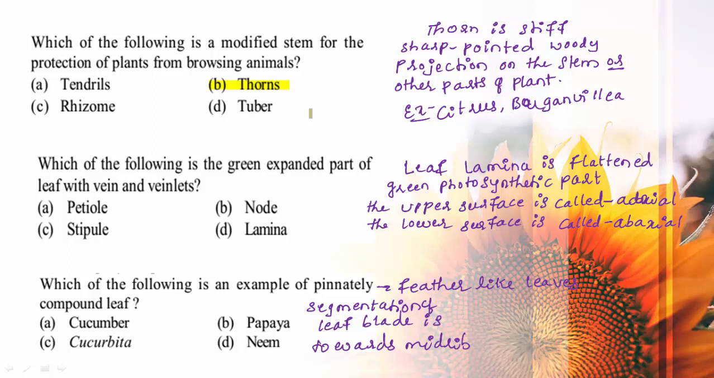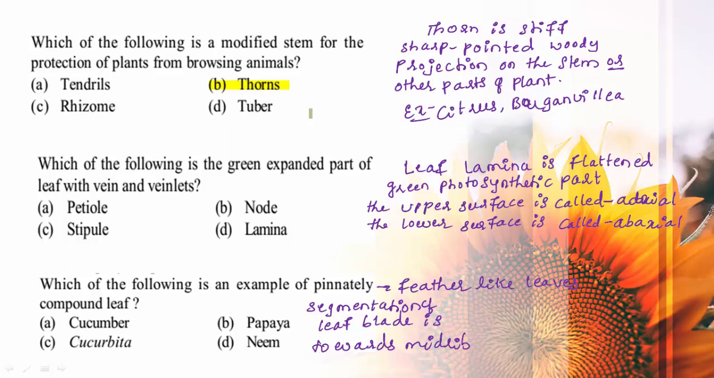Tendrils help in the support. Rhizome and tuber are modified underground stems. They store the food as well as they help in vegetative propagation. Tendril is for the support, especially for climbing. The climbers can climb by coiling around the support with the help of tendril, and thorn provides the protection against the browsing animals.